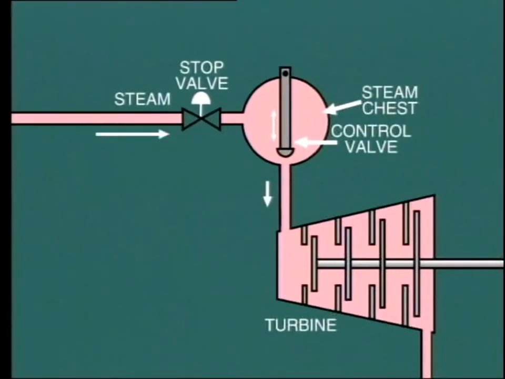In the most simple arrangement shown here, we have one control valve, which, depending on its setting, allows more or less steam to flow into the turbine from the steam chest. When the turbine stop valve is open, the steam chest is charged with steam directly from the boiler.